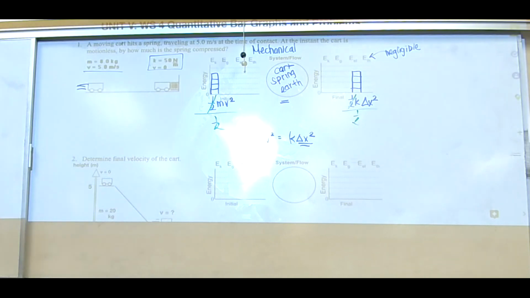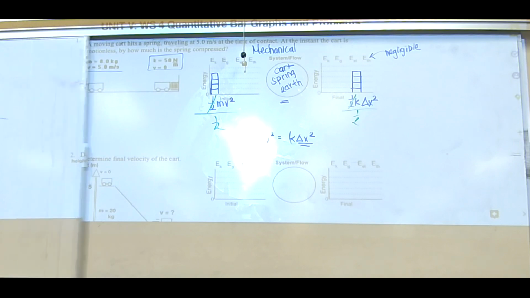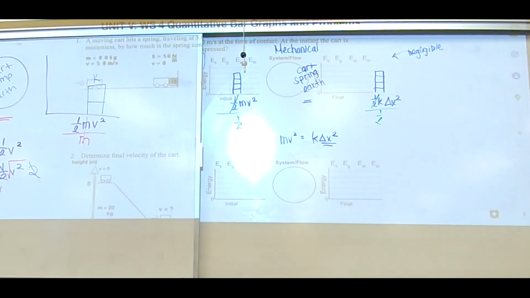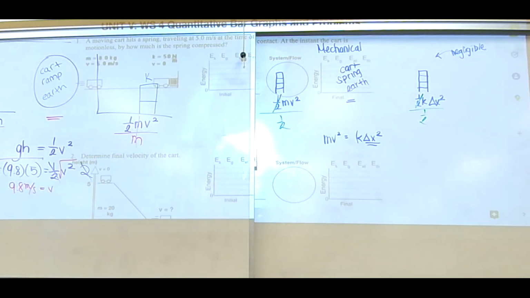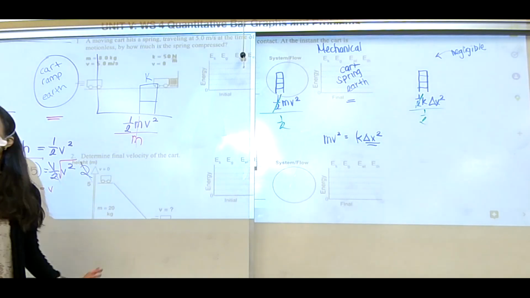All right, get in your groups. You're doing the first 3 problems. And then, like I said, I want you to calculate the initial energy for number 4. You don't have to finish it. We still need to learn about work and power, so just do the initial energy for number 4, and then we're done.